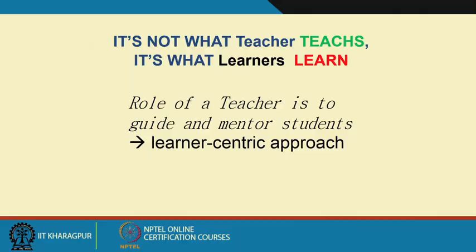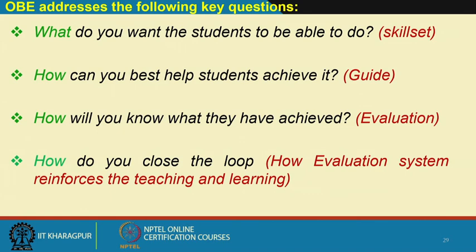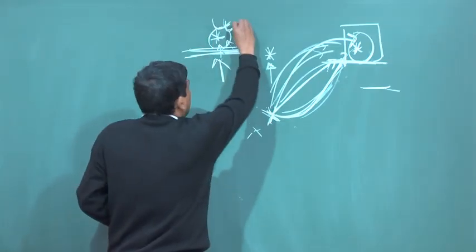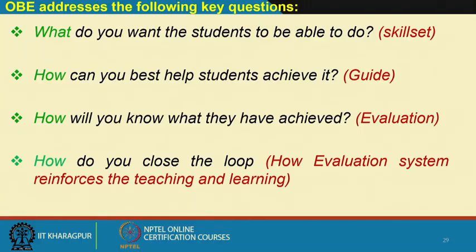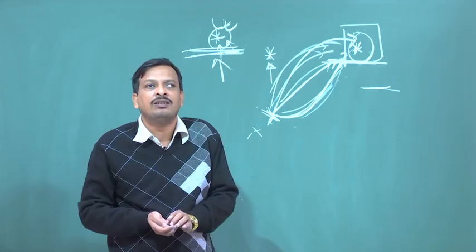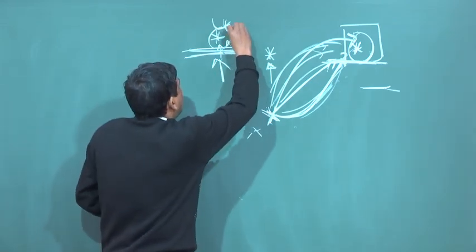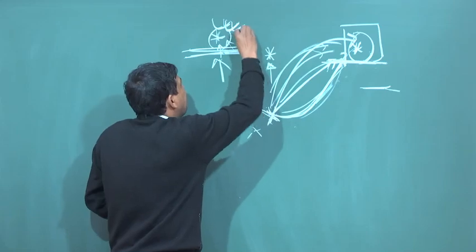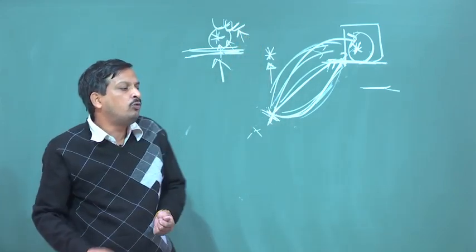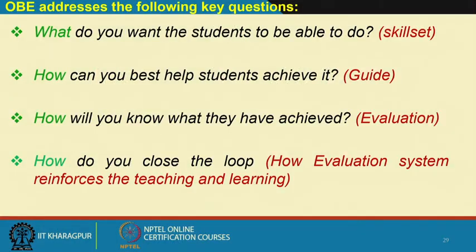If we see, outcome based education addresses this key question: what do you want the student to be able to do? So, the goal is the target of the students. This is the what. How can you best help the student to achieve it, which is called guide or mentor. Then I have to evaluate whether the student has reached the goal, that means he has that skill or not. How to know the student has achieved the goal is called evaluation.